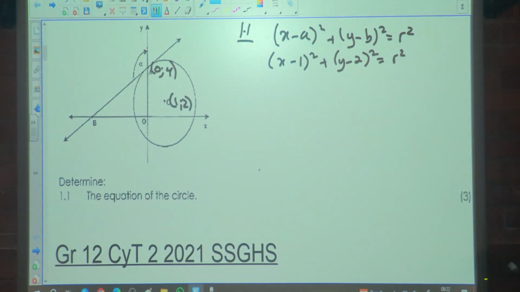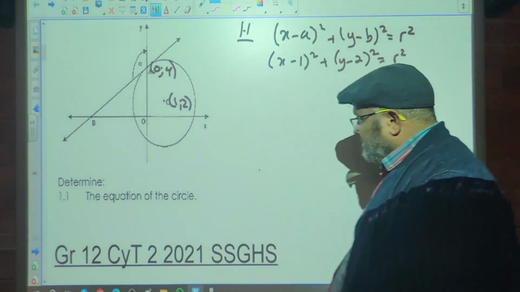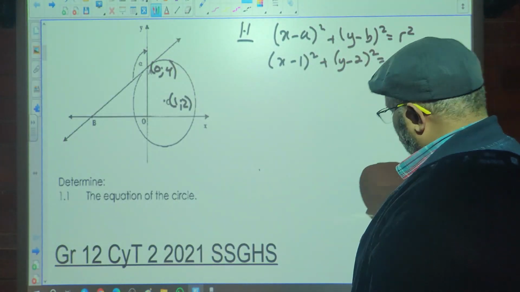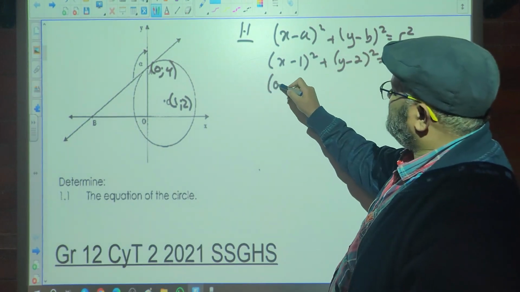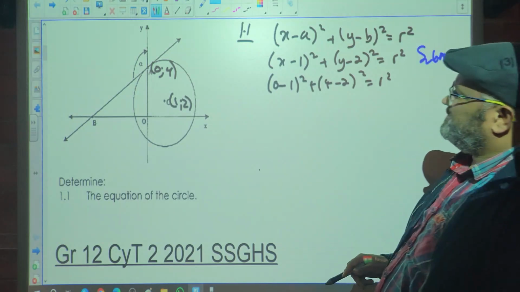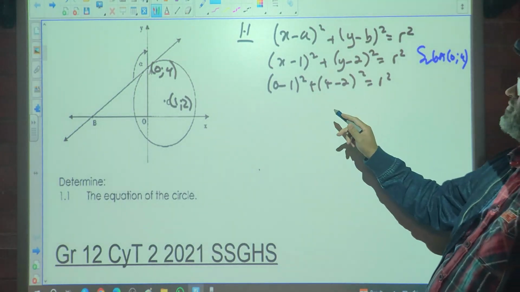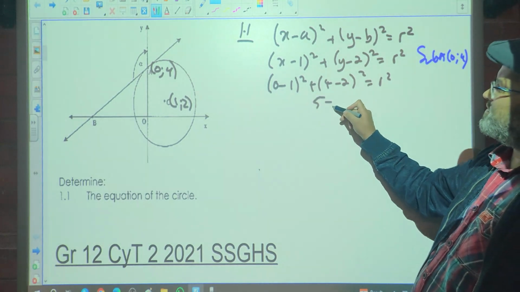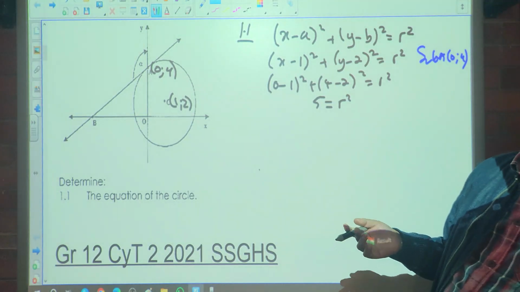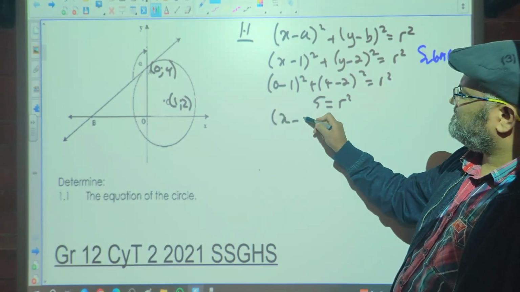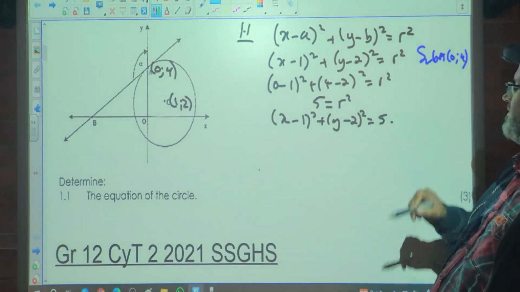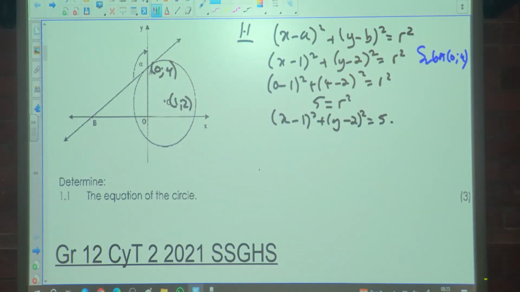So in order to calculate your radius r, I'm going to substitute A, which is (0, 4). So we got (0 - 1)² + (4 - 2)² = r². So that is going to be 1 + 2², which is 4. r² is 5. You can go with the square root, but the question was not to calculate your radius. So it's simply going to be (x - 1)² + (y - 2)² = 5.